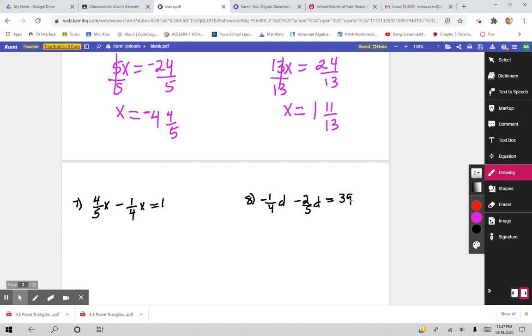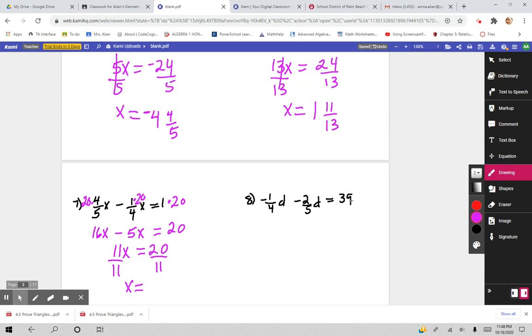Let's come up with the least common multiple to get rid of the fractions. And if you said 20, that is correct. Multiply every term by 20. Okay, 20 times 4 is 80, divided by 5, that's 16x. 20 times 1 is 20, divided by 4 is 5x, equals 20. 16x minus 5x is 11x, equals 20. Divide both sides by 11.